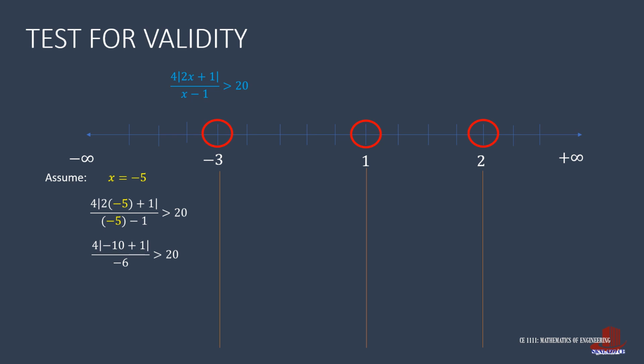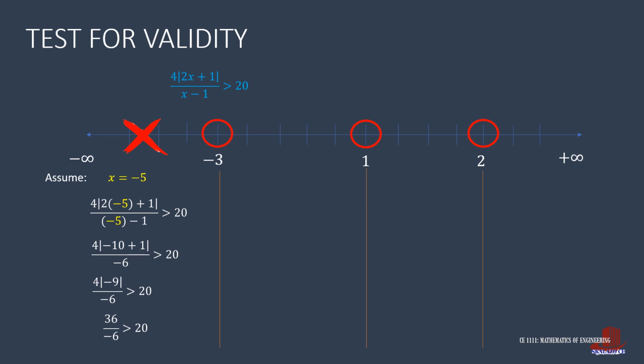Simplify terms and have 4 times the absolute value of negative 10 plus 1, all upon negative 6. The absolute value is then solved as negative 9. Take out the absolute value, making positive 9. Then we get 4 times 9, which is 36, all over negative 6, giving negative 6, and this isn't greater than 20. Thus, the range is not valid.